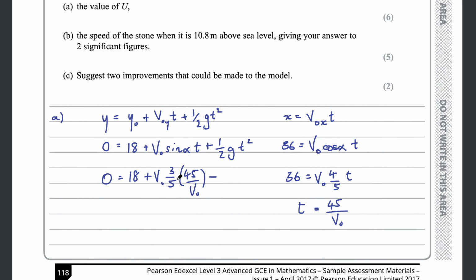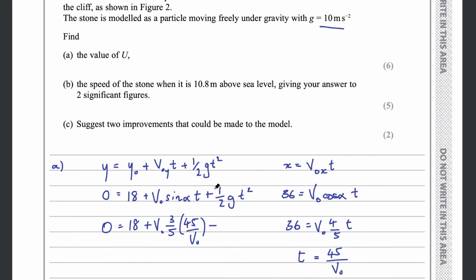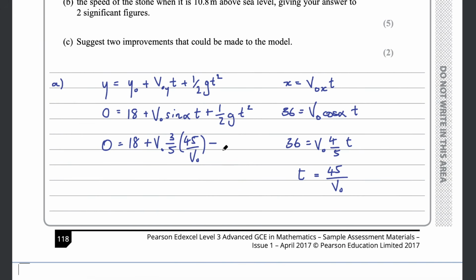To be honest, this is kind of like my working out. If you want to make it a negative from the start, that's perfectly fine. This is just how I do it. So half g, remember we need to assume g is 10 meters per second squared. So half of 10, that's going to be 5. And then when we get to this t squared, again, I'll substitute in our equation for t. So this is going to be 45 squared divided by V0 squared.